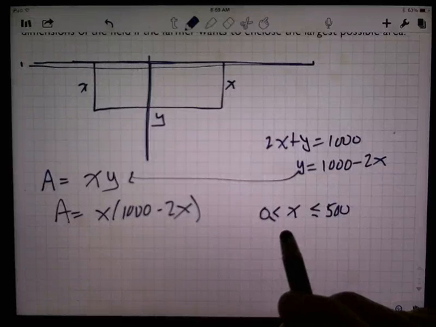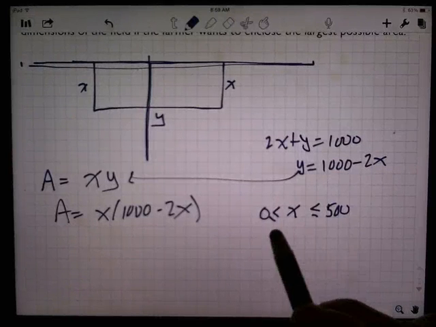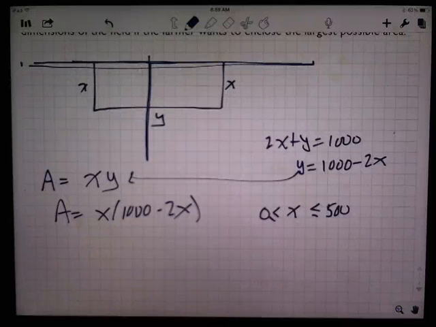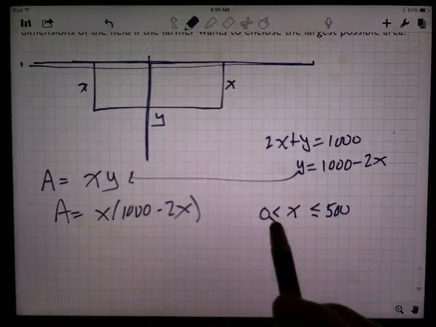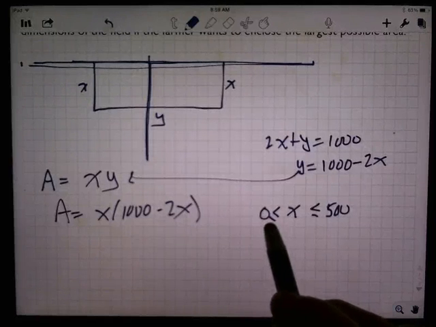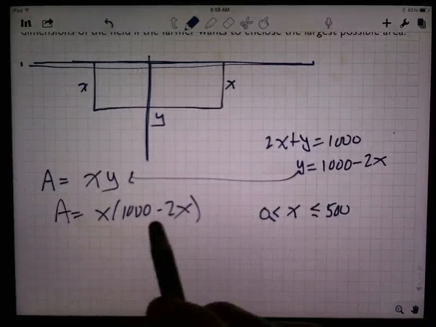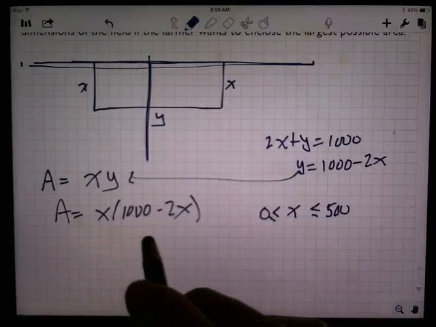That's area 0. But I need to be aware of those endpoints, because where can maximums and minimums happen? They can happen at critical points. They can happen at endpoints. Well, here are my endpoints. My endpoints are going to give me minimum area, 0. Right? So somewhere in the middle, I'm going to be able to find a maximum.